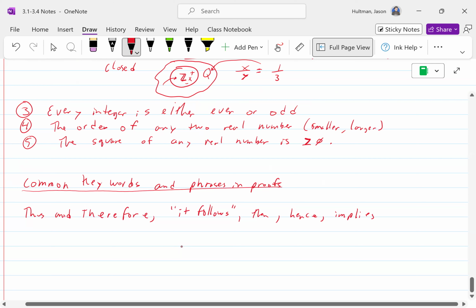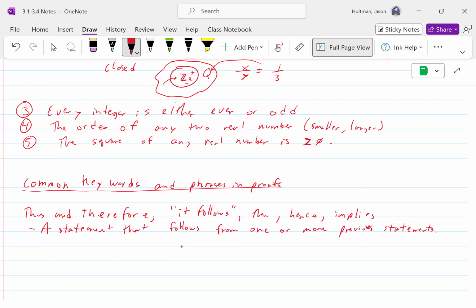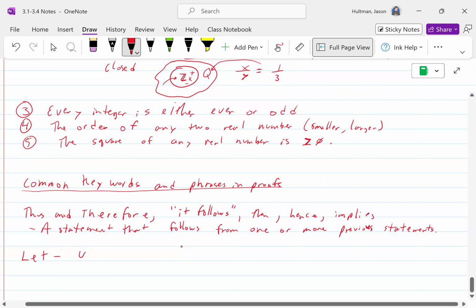Okay, this is a statement that follows from one or more previous statements. Okay, thus and therefore, it follows, then, hence, implies. Okay, let, the word let. Okay, used for introducing new variables.